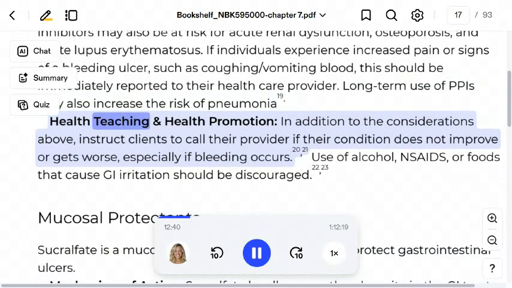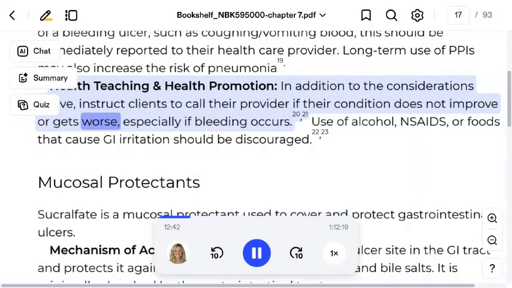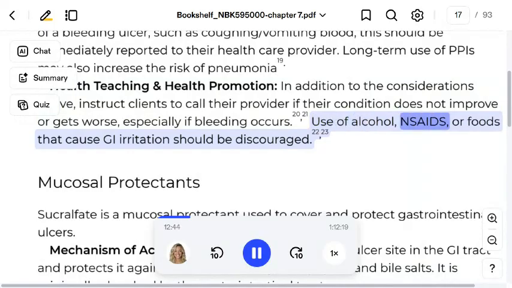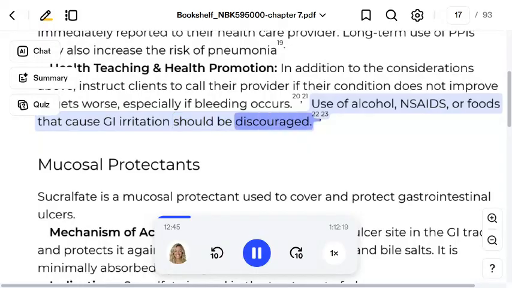Health teaching and health promotion. In addition to the considerations above, instruct clients to call their provider if their condition does not improve or gets worse, especially if bleeding occurs. Use of alcohol, NSAIDs, or foods that cause GI irritation should be discouraged.